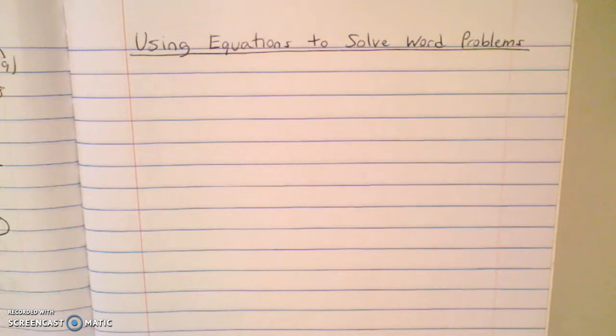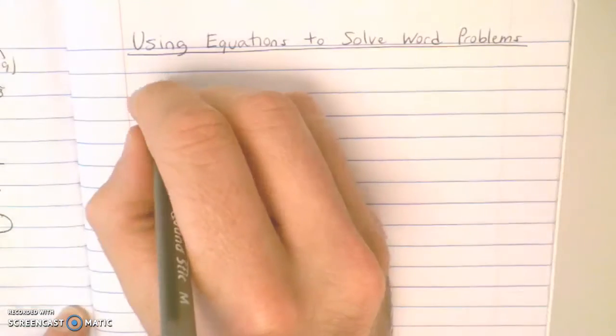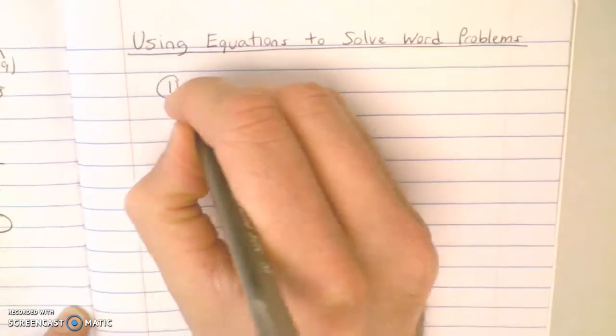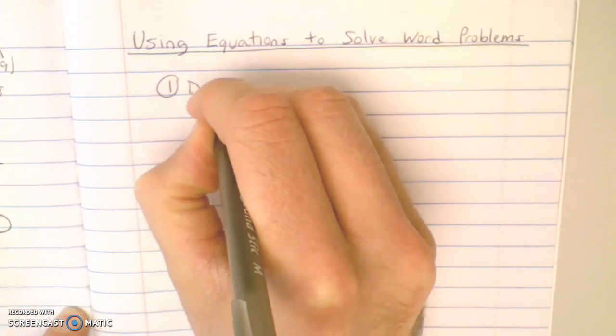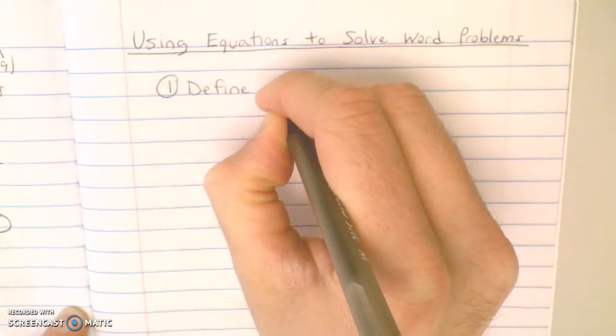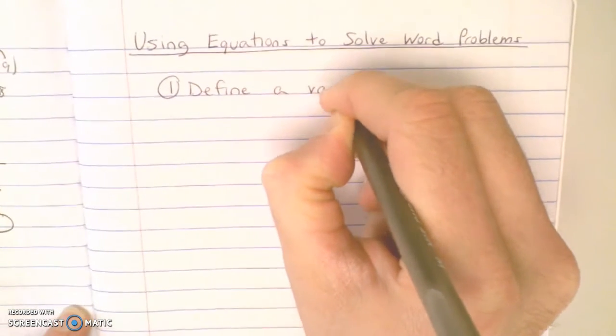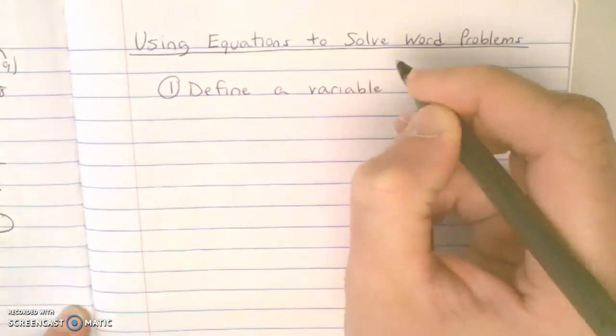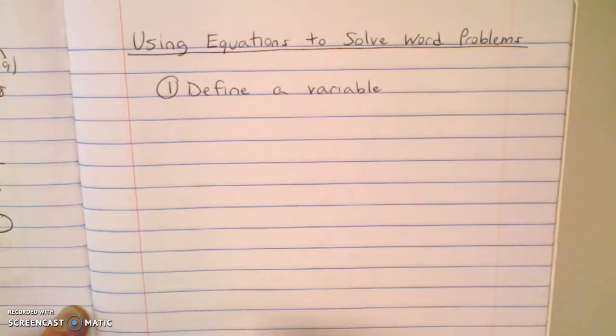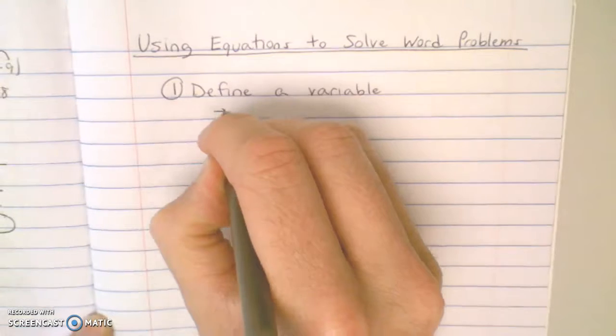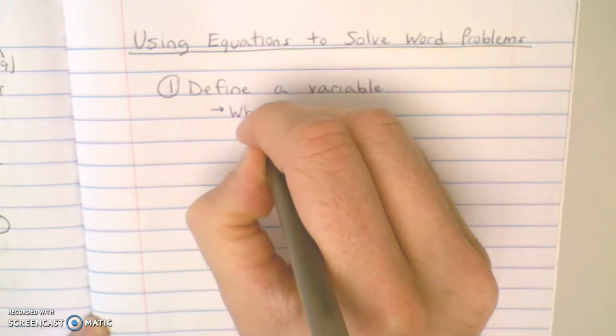So when you're using equations to solve word problems, the first thing you need to do is define a variable for the problem. Remember, a variable is a letter that represents something that you're trying to solve for. So when you're defining a variable, you ask yourself, what are you trying to find?